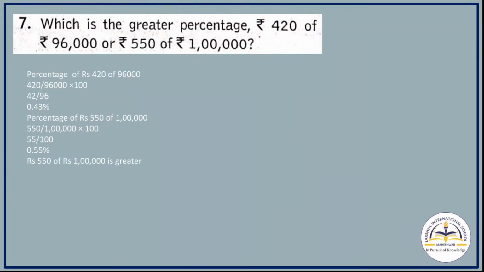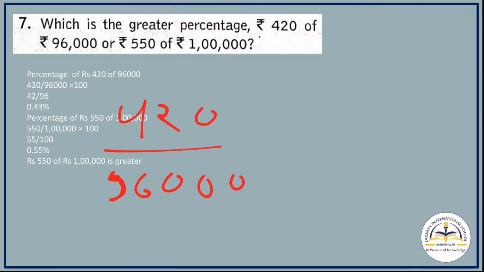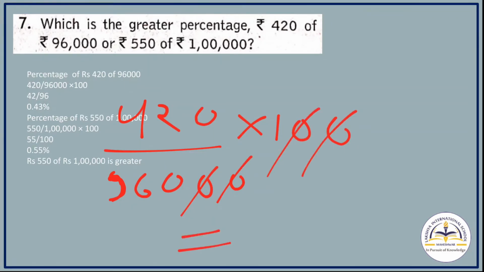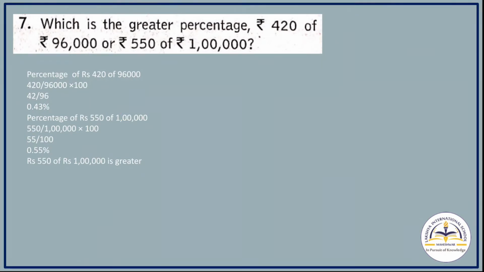Now question number 7. Which is greater percentage, rupees 420 of 96,000 or rupees 550 of rupees 1 lakh? So rupees 420 by 96,000 into 100. Now we will calculate them. When you calculate, you will get 42 by 96, and when you solve this, you will get 0.43%.